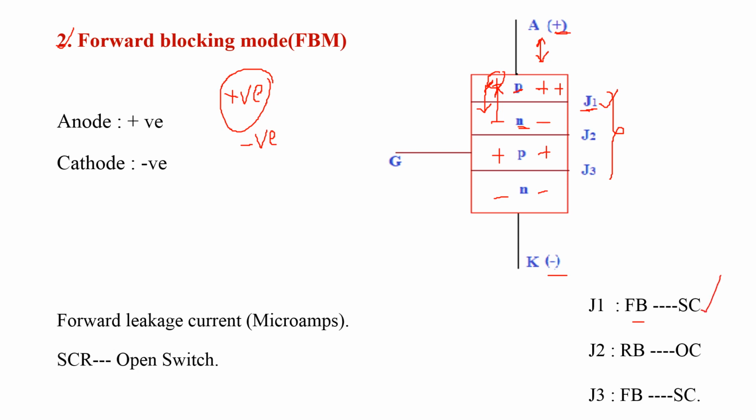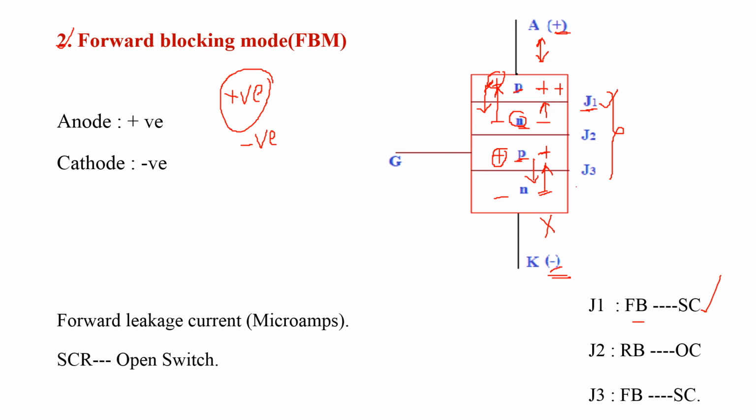Similarly, this P layer has holes as the majority charge carriers, and the electrons in this layer are going to be attracted by these holes. Here these holes are going to be attracted by these electrons. Why? Because the cathode has negative polarity, so there is a repulsive force between this negative polarity and these negative charges. So these electrons are going to be attracted by these holes.